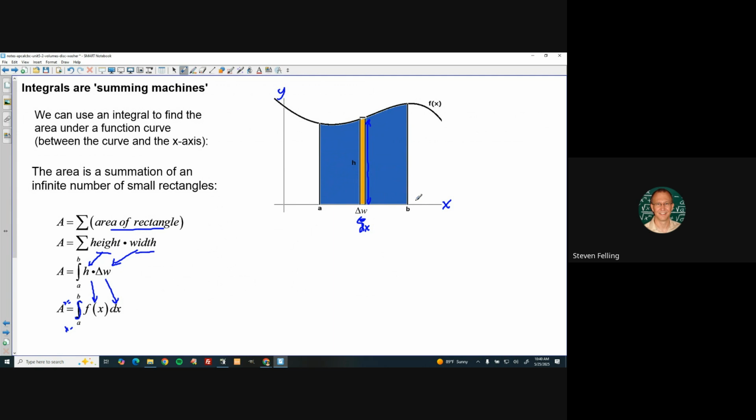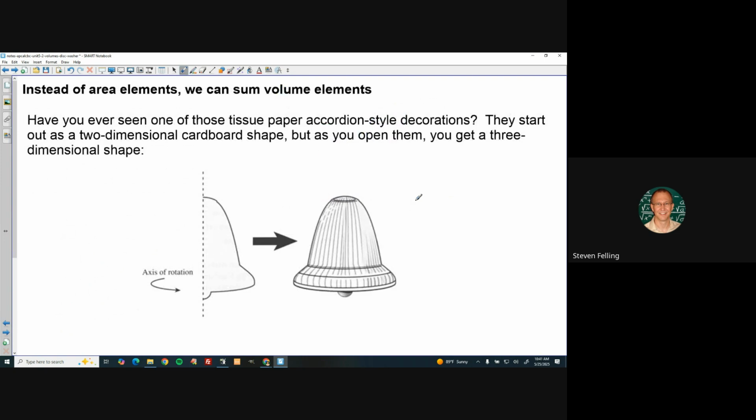And there is a certain set of objects that we can find the volumes of if they have a certain kind of symmetry, a rotational symmetry. Have you ever seen these holiday decorations that are made out of tissue paper, and they start out with a shape like this, but then they rotate around an axis into a three-dimensional shape, like an accordion style? That is what we call a volume of solid of revolution.